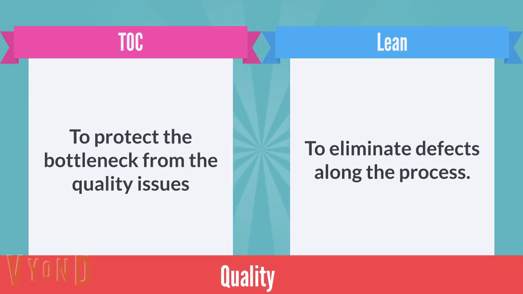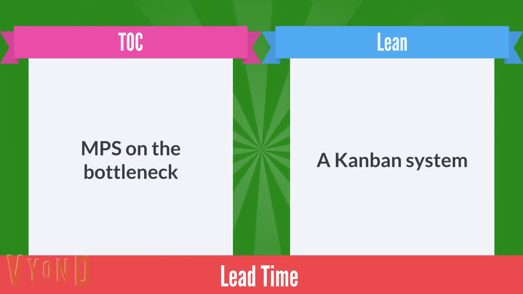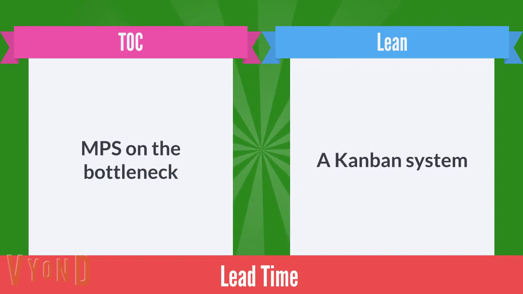From a quality perspective, Lean replaces final inspection with quality control in production to eliminate defects, but TOC protects the bottleneck from any quality issues. They also hold distinct concepts regarding lead time. Lean shortens the lead time as much as possible by eliminating waste, while TOC considers the lead time as an outcome of production scheduling based on the batch sizes and order prioritization, which allows a reasonable buffer at the critical resources.